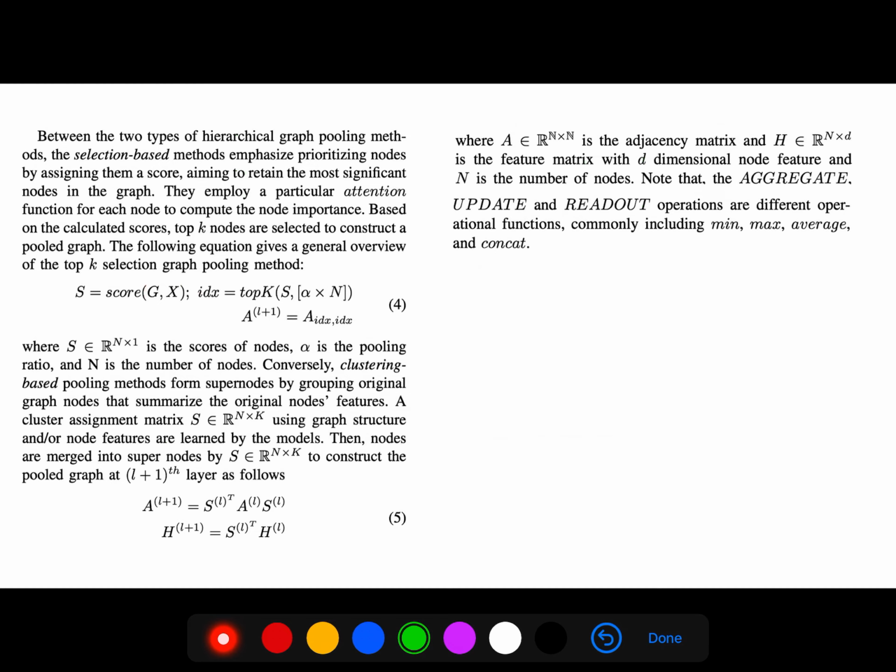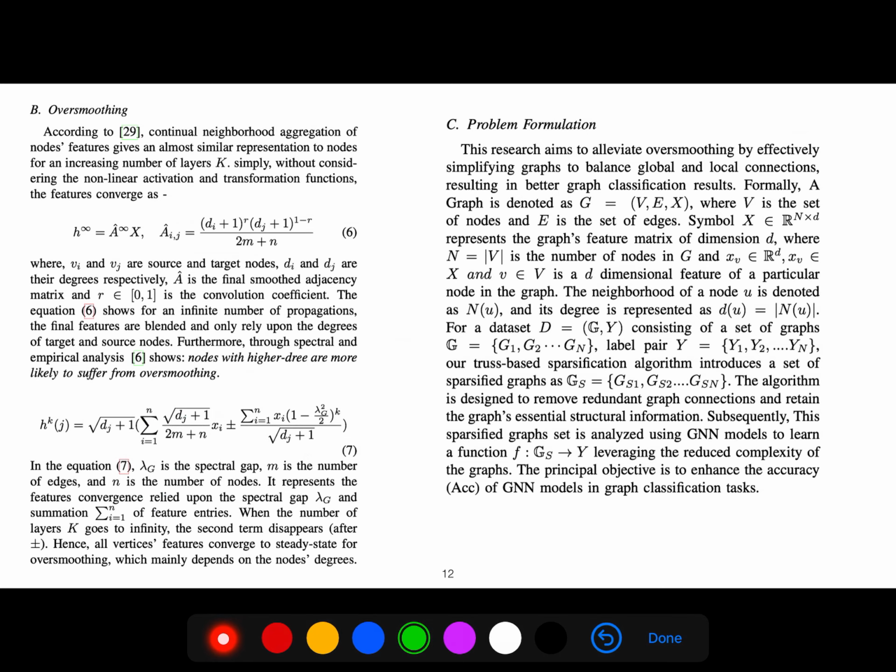For example, they use a scoring-based approach to get the top K nodes. But clustering-based pooling methods form super nodes by grouping original graph nodes that summarize the node features. For example, a cluster assignment S that you are familiar with in DiffPool or MinCutPool or many other ideas in hierarchical graph pooling. And then they talk about the problem of oversmoothing, that two nodes very close to each other have the same representation. But let's see what the problem is.